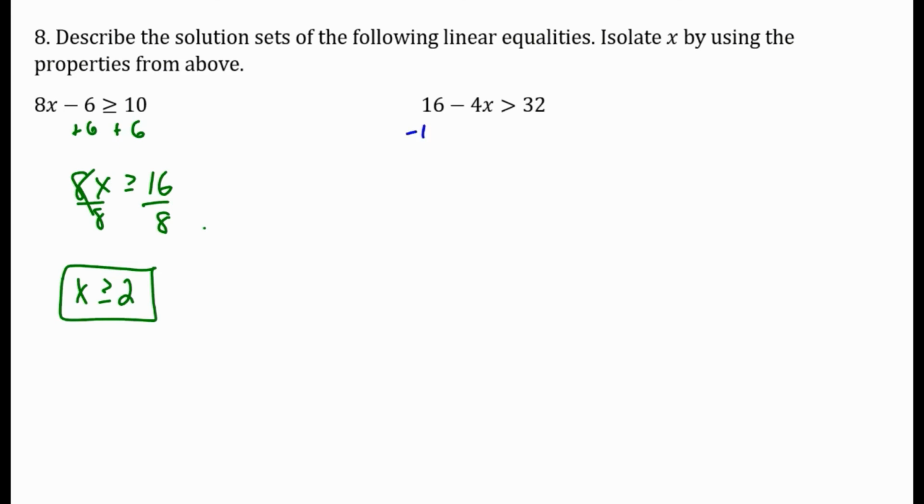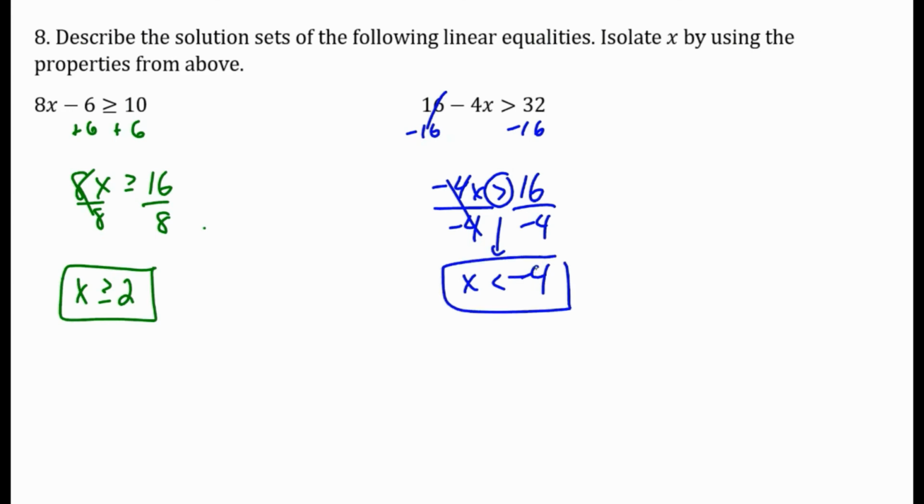Over here, it looks like I'm going to have to subtract 16 first. -4x is bigger than 16. I'm going to divide by -4. Warning. I'm dividing by a negative number. You need to be careful. I get -4 over here, but my greater than sign becomes a less than sign. X is less than -4. Whenever we divide or multiply by a negative number with linear inequality, or actually any inequality, we need to change that sign to keep the truth value. Otherwise, we're making a true statement false.